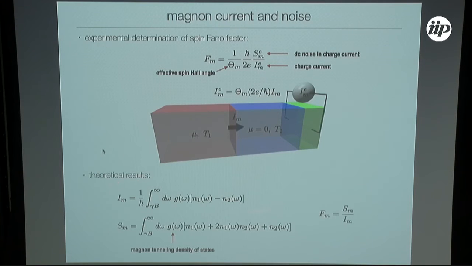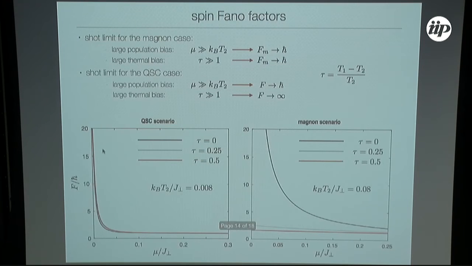So the theoretical result for the current is here. G of omega is the magnon tunneling density of states, and the Fano factor can be expressed with the usual ratio of noise to signal. So let's look at the results.